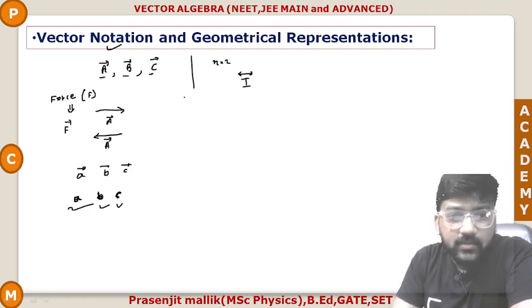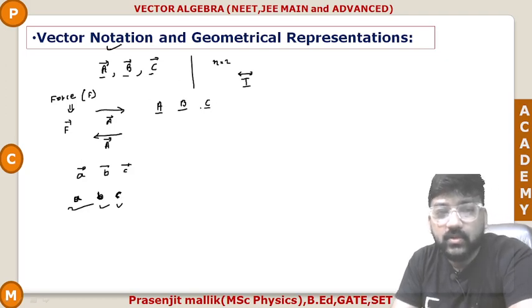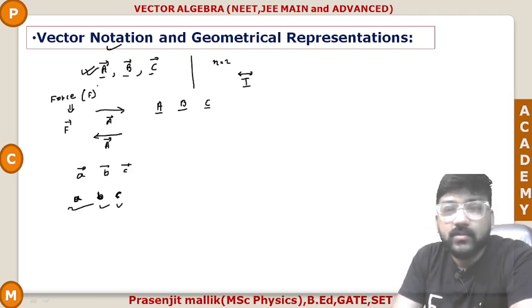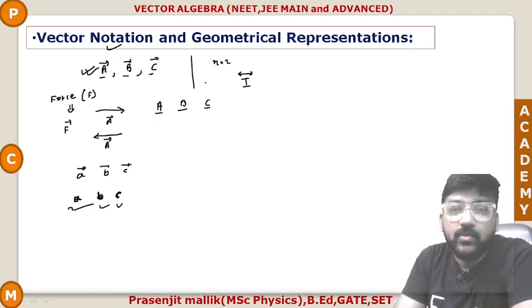Sometimes vectors are denoted like this: if A is a vector, an underline notation, this kind of thing. Some books or some authors use this notation also, but the more popular notation is a capital letter with an arrow. So this is all about vector notation.